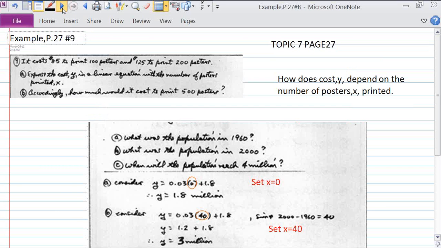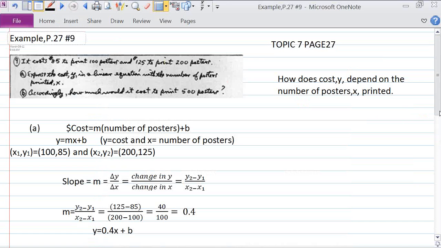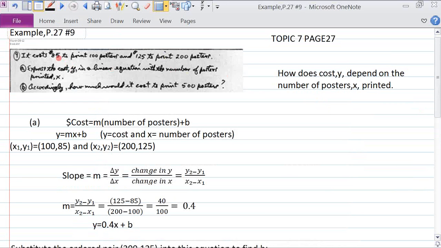So let's go to the next problem, which is problem number 9. And here we're told that when you print posters, it costs $85 to print 100 posters and $125 to print 200 posters. So we want to express the cost Y, that's how much it's going to cost to print posters, in a linear equation depending on the number of posters printed. So how does the cost Y depend on the number of posters printed?